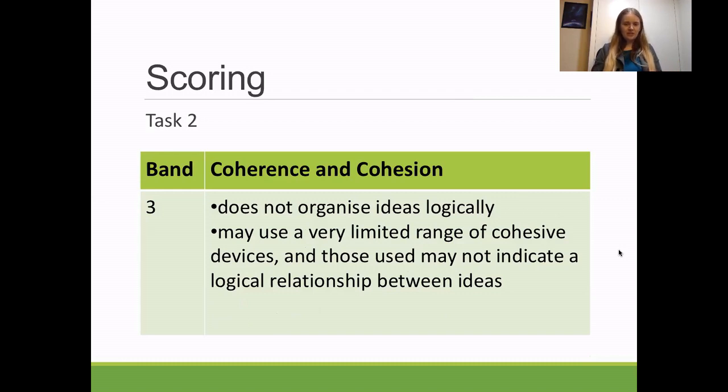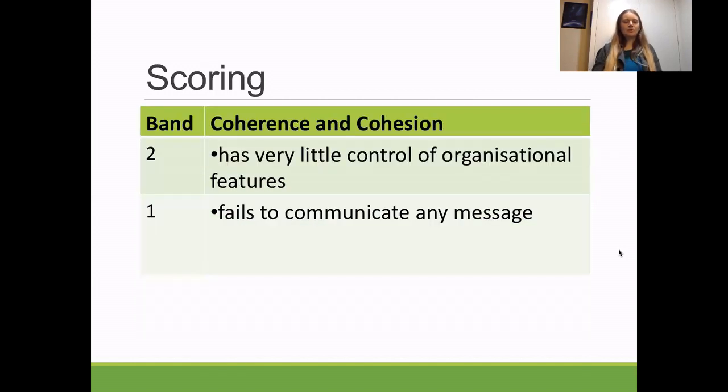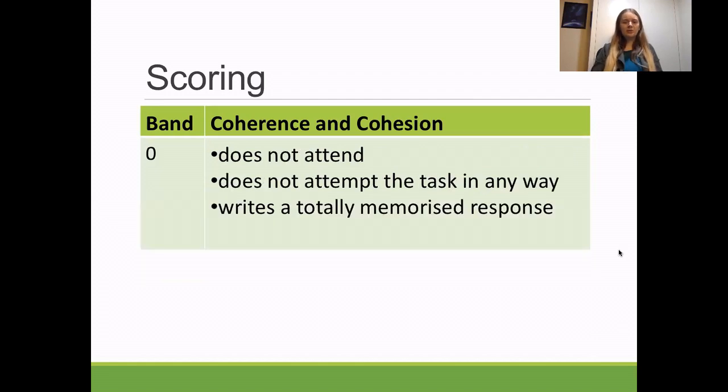If you get a score of 3 on this section, that would mean that you didn't organize your ideas logically. You were very limited in the types of cohesive devices you used, and it might be illogical. It might not be the proper time to use them, or they might be the wrong words. A score of 2 means that you have very little control of the organization of your entire essay. Number 1 would mean that you didn't communicate any clear message at all. And a 0 would be not attending, not writing the task, or only using memorized phrases or sentences.